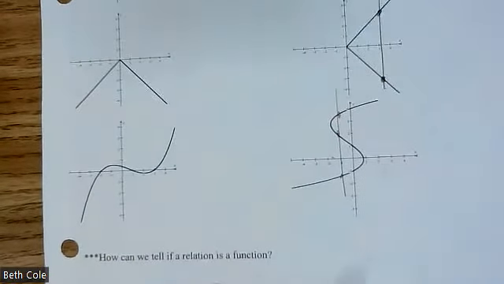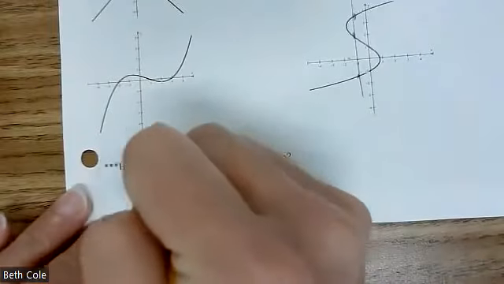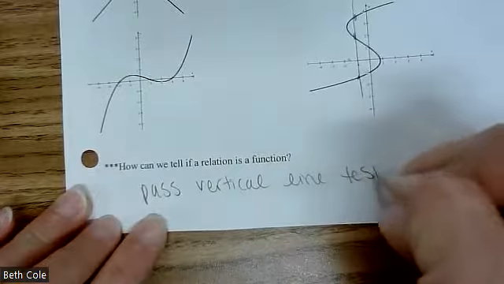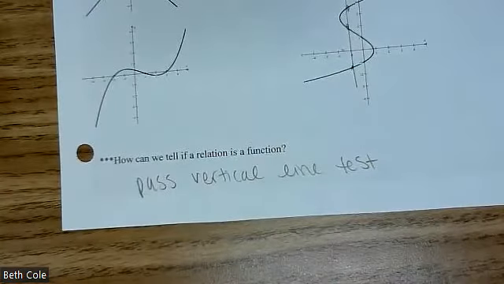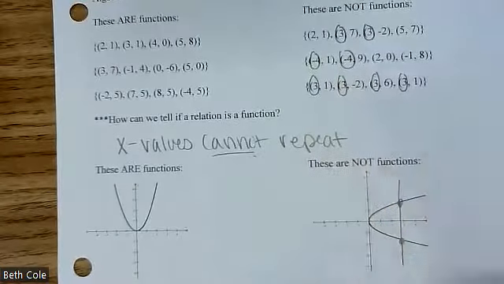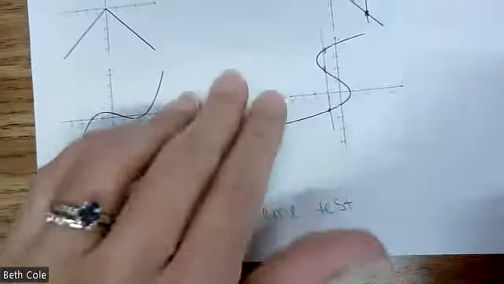So how can we tell if it is a function? It will pass what is called the vertical line test, which means a vertical line can't hit more than once. If you draw a vertical line and it collides more than one time, it's not a function. Does this make sense? So when you're looking at ordered pairs or a table, x values can't repeat. And if you're looking at a graph, you can't draw a vertical line that hits more than once.